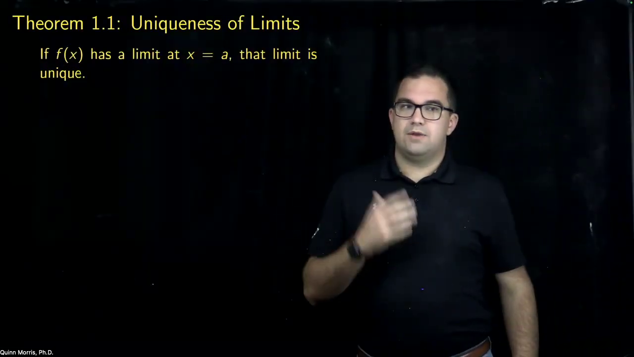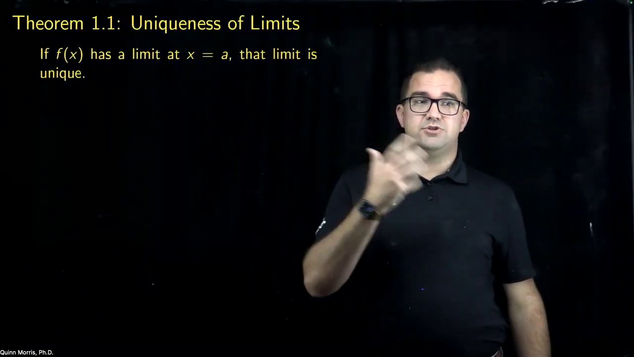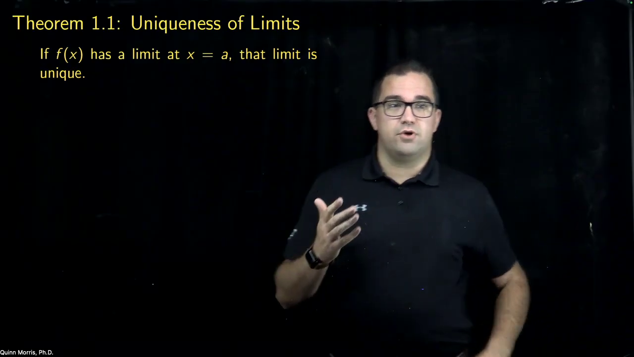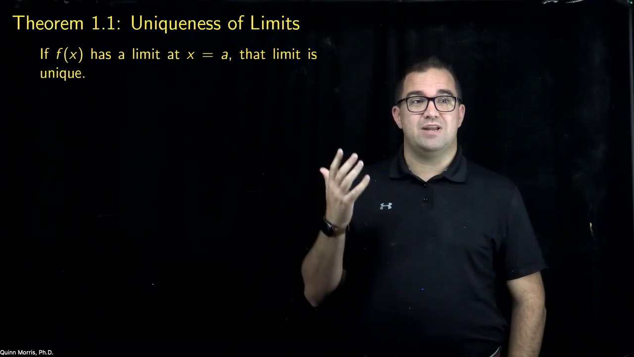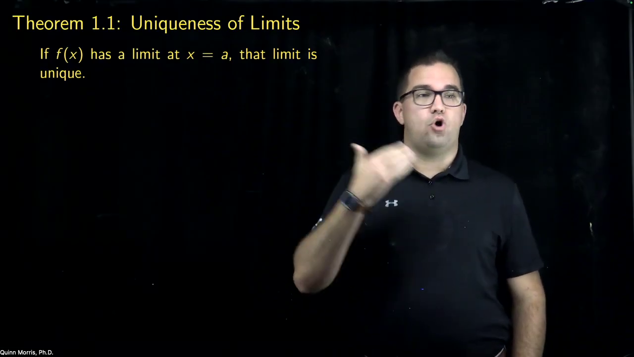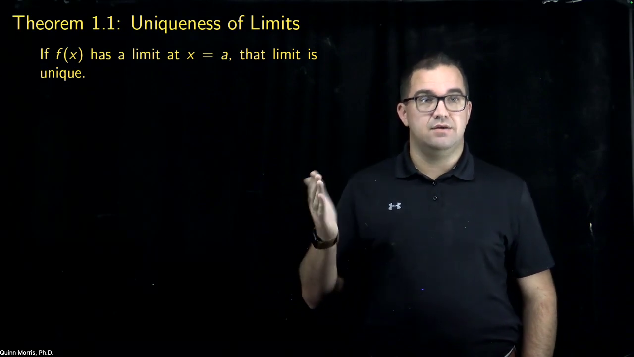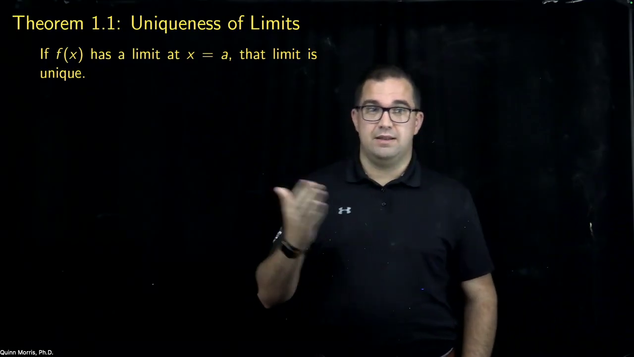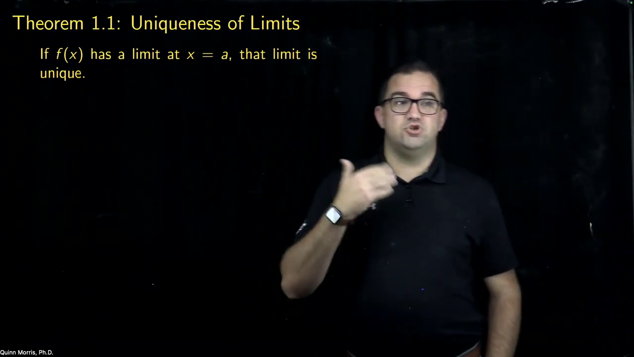So the first result, and we're not going to prove these results today. We'll actually go back in our second pass through and prove a lot of things. But the first thing to recall about limits is just that if a function has a limit at a point x is equal to a, that limit is unique. There's only one limit if it exists. Now, it also may not exist. We'll look at some examples in a bit. But if the limit does exist, it's unique.